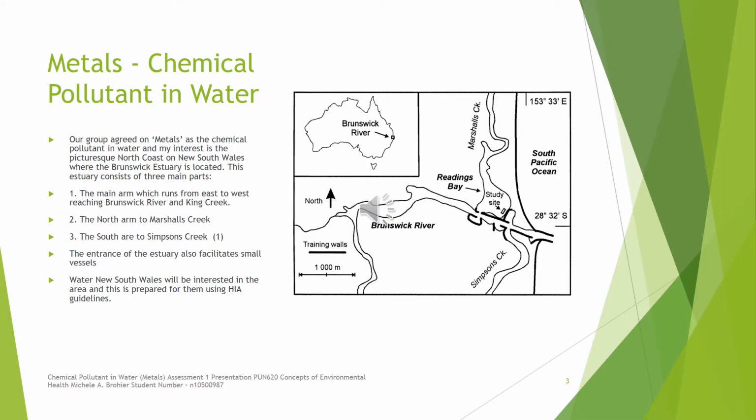Briefly, the main arm runs from the east to the west, reaching Brunswick River and Kings Creek. There is another arm, a north arm that runs into Marshall Creek, and a south arm that runs into Simpsons Creek. The entrance of the estuary also facilitates small vessels. Water New South Wales will be interested in this area, and this has been prepared for them using the health impact assessment, part of the World Health Organization guidelines.